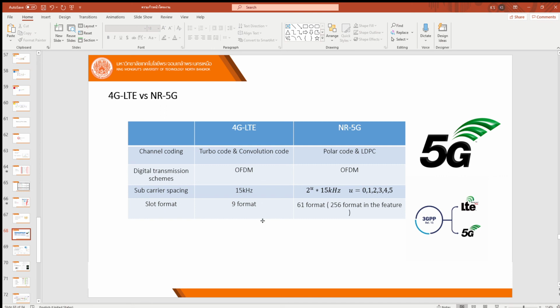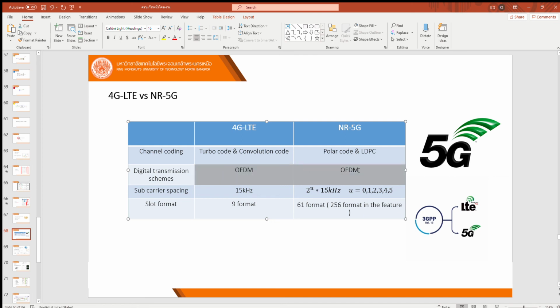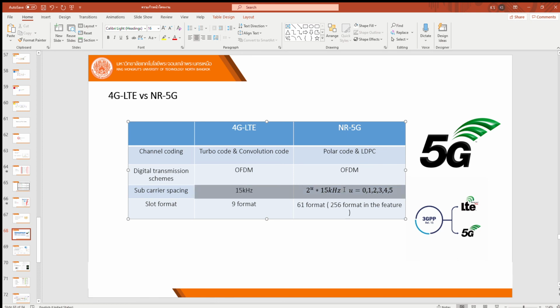So compare 4G LTE and NR 5G. They are different in channel coding. For 4G LTE, they use turbo code and convolutional code. For NR, they use polar code and LDPC. For the transmission scheme, LTE uses OFDM. For NR, they use OFDM and maybe NOMA or OMA. They use subcarrier spacing, which is different. And then they use slot format: 9 formats for LTE, while for NR 5G they use 61 formats, and in the future 256 formats.